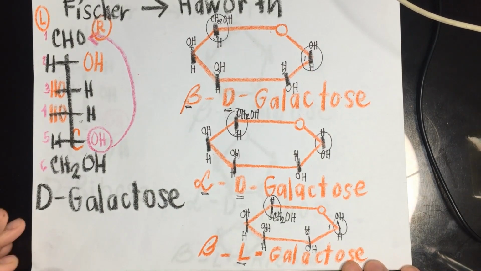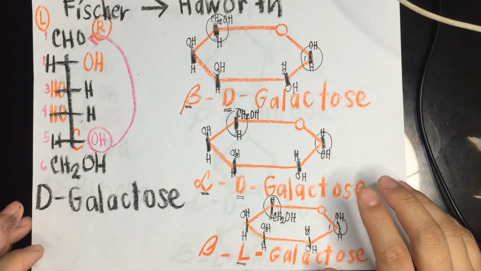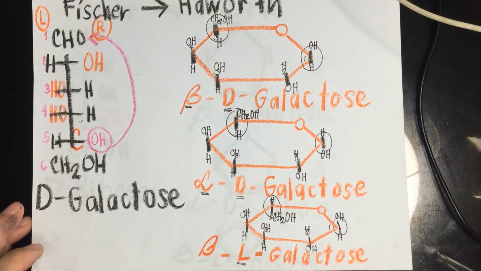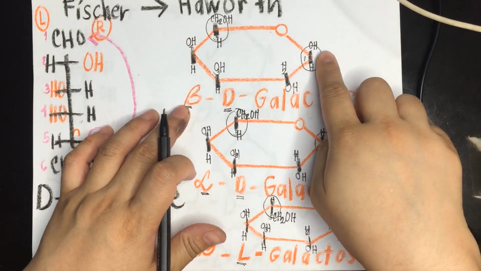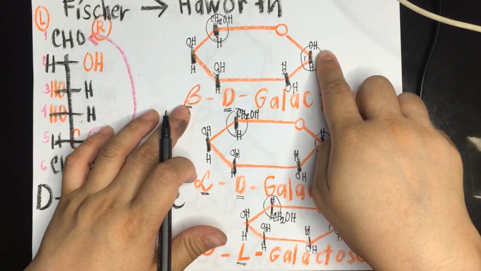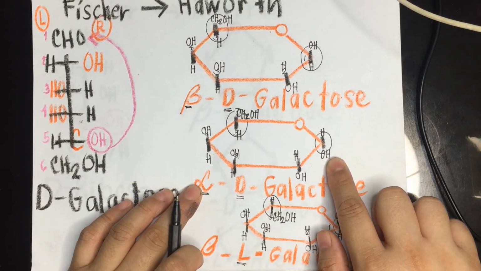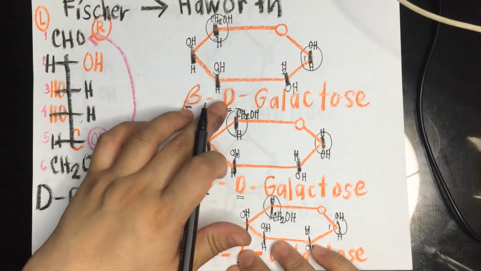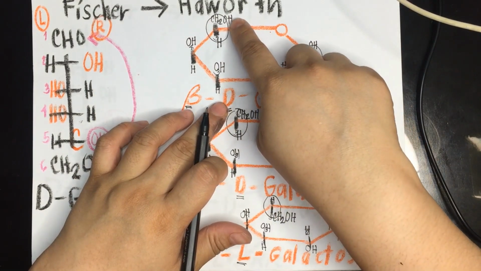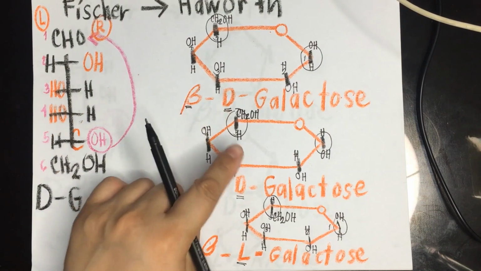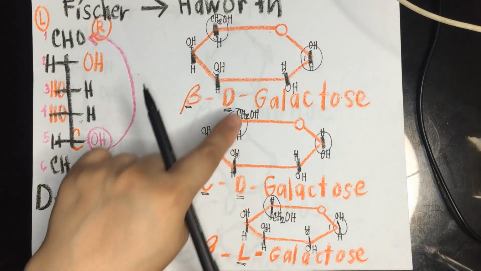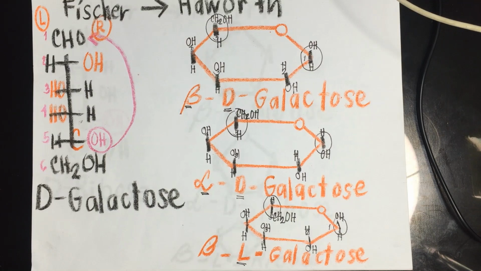This is now the Fischer to Haworth projection for our beta, alpha, D, and L galactose. For beta, the hydroxyl group is to be placed on top on carbon number 1. For alpha, the hydroxyl group is to be placed below for carbon number 1. For D configuration, the terminal alcohol is to be placed on top. Whereas for our L configuration, the terminal alcohol is to be placed below.